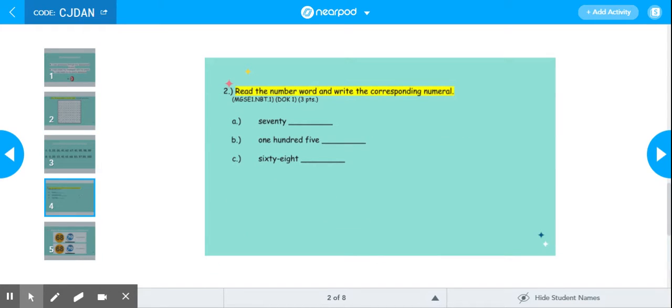Number 2. I will read the numbers out loud on the line, and then you will write the number on the line right here. So I will read the word, and then you will write the number that I read on the line right there. The first one, A, 70. Then you will write the numbers. B, 105. Then you will write the numbers. C, 68. Then you will write the numbers on the line.